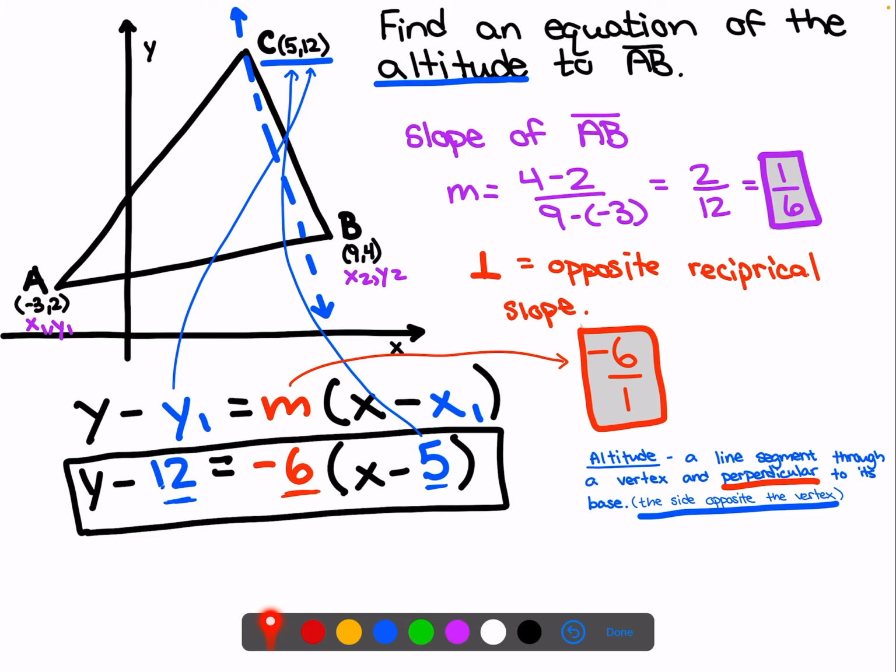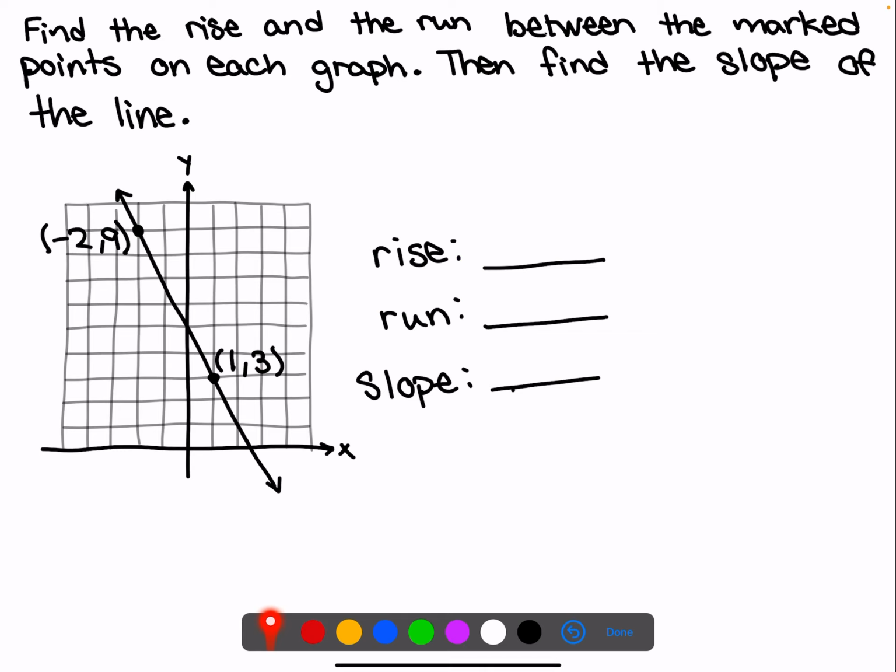All right, let's go ahead and move on. Next up, we're just going to have a nice, easy problem here. Find the rise and the run between the marked points on each graph. Then find the slope of the line. So this should be our basic algebra. Rise and run is just depending on how much we're going up or down and left and right on the graph. Rise deals with how much we're going up and down. Run deals with how much we're going left and right.